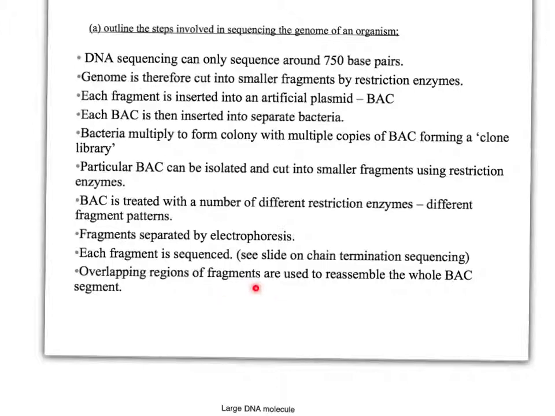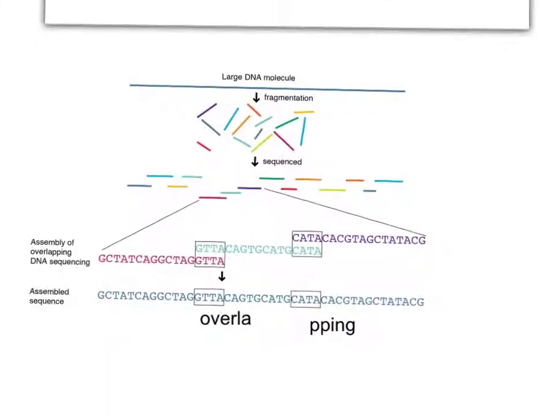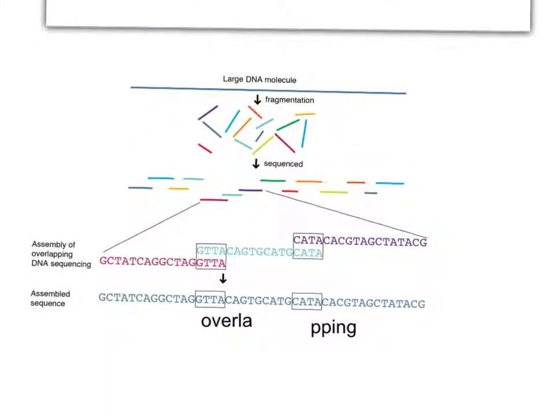Okay, so trying to represent that diagrammatically. Here we have our large piece of DNA. It's all been broken up into fragments, and these fragments are all here, and there will be overlapping regions. So if we look here, here's one fragment which has been sequenced, and that's our sequence. And here's another fragment, and there's an overlapping region here, which tells us that this sequence runs into that sequence. And this sequence runs into that sequence there. So that tells us that this is followed by this, which is followed by this.